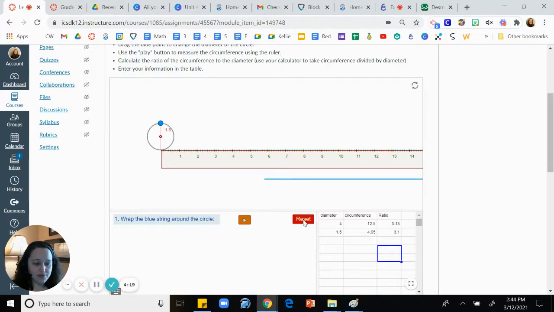So at this point, it's time to reset. Notice your data stays in the table. And now you're going to do this again, and you're going to pick a new length. So you're going to complete this 5 times. And then when you're done completing this 5 times, you're going to look for any patterns in your table.